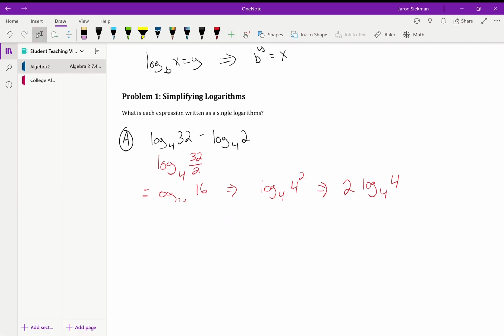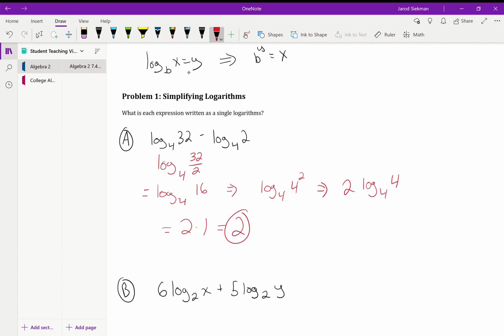So I'll break this down more. Log base 4 of 4, we can rewrite it using this, and we'll just say that equals y. So we have 4 to the y equals 4. Now the only number that y can be is 1, and that's why that equals 1.